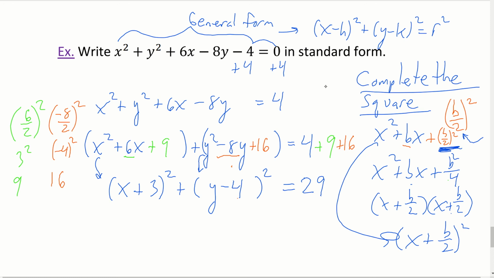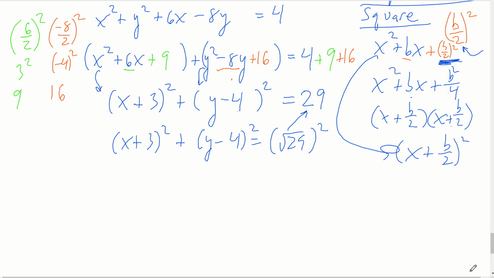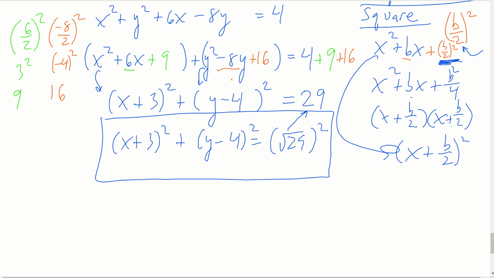And then last but not least, we do want to write the right-hand side as something squared as well. Well, 29 is not a perfect square, but you can just say that it's the square root of 29 getting squared, that would give you that equation. And then just to summarize, this would now be the equation of our circle, but now it's in standard form.